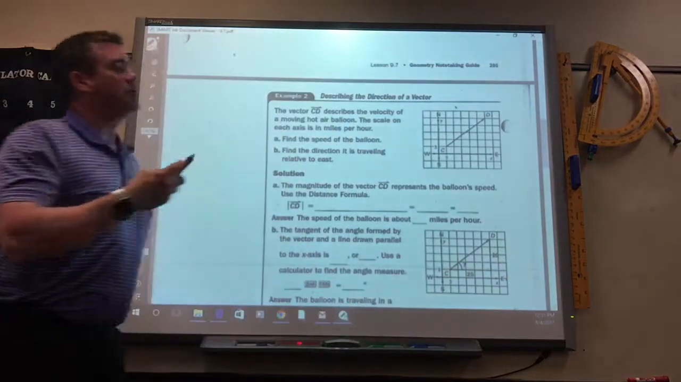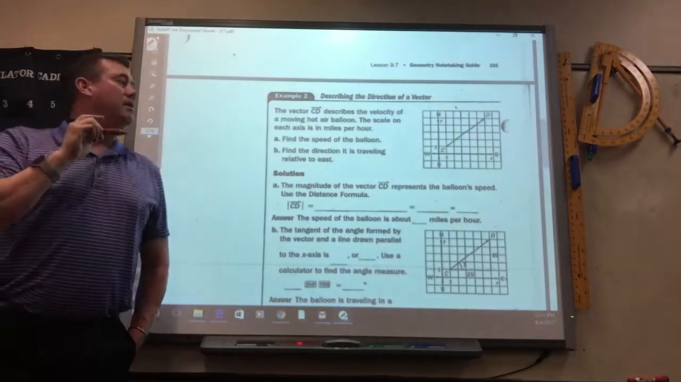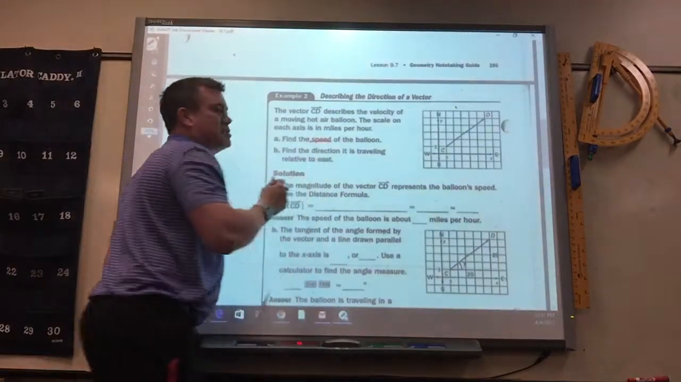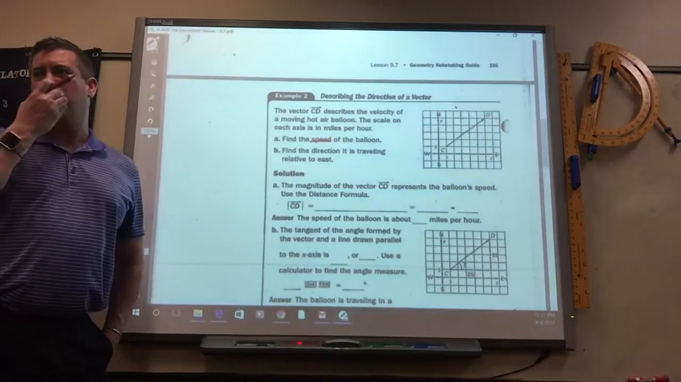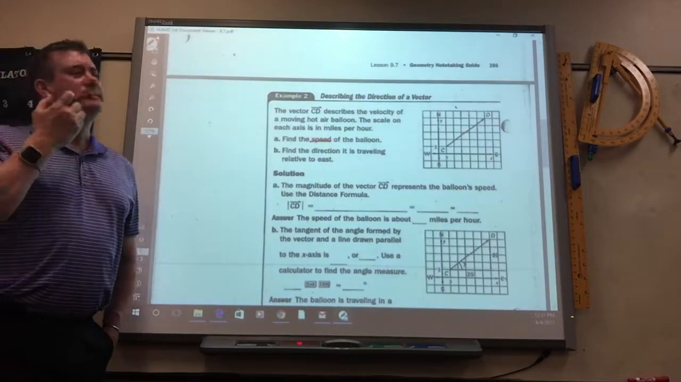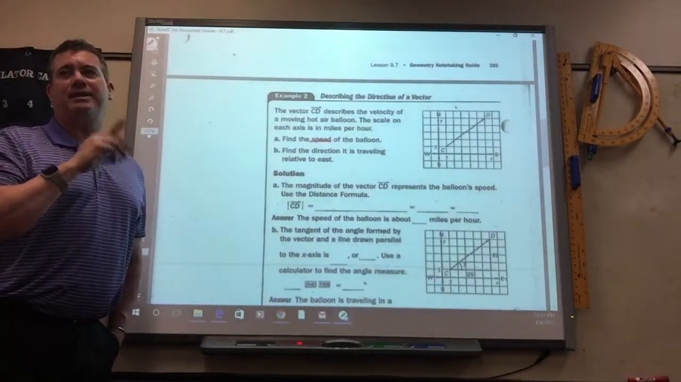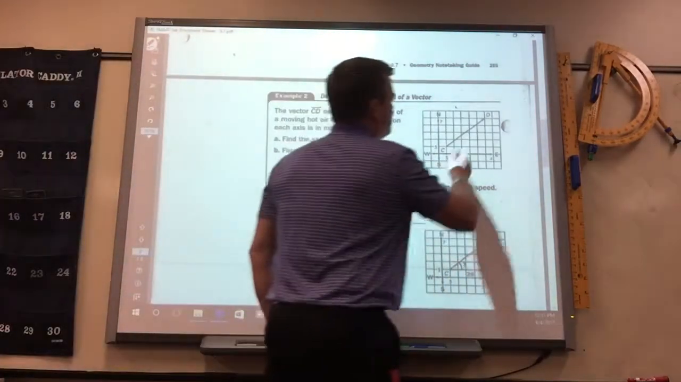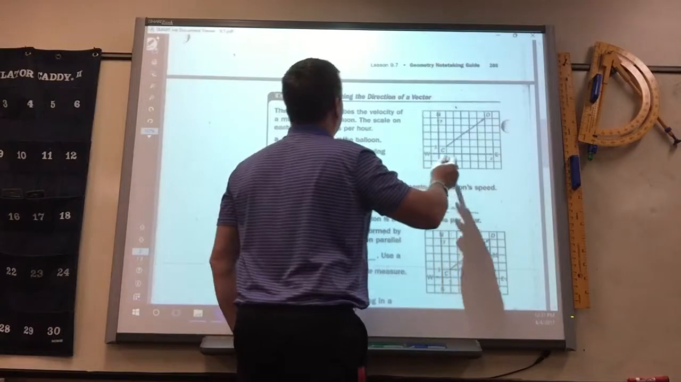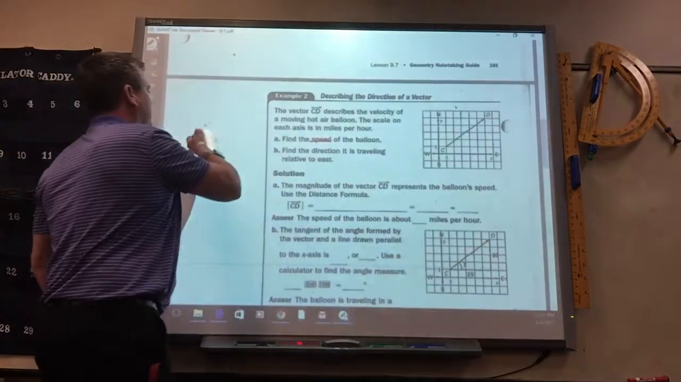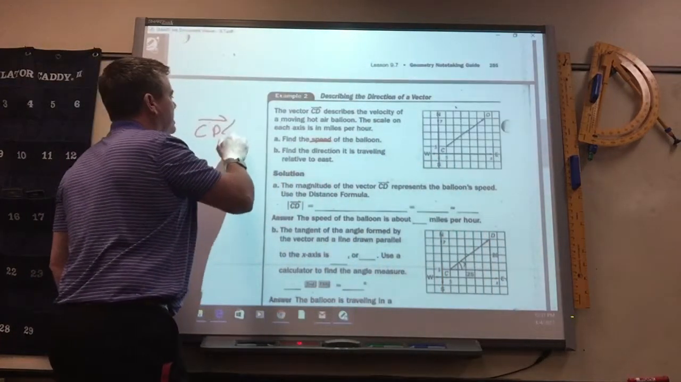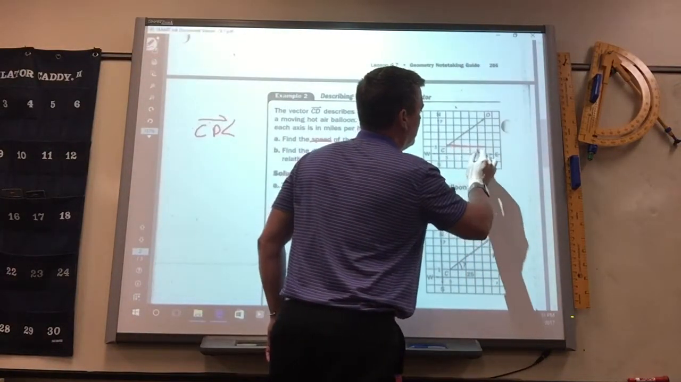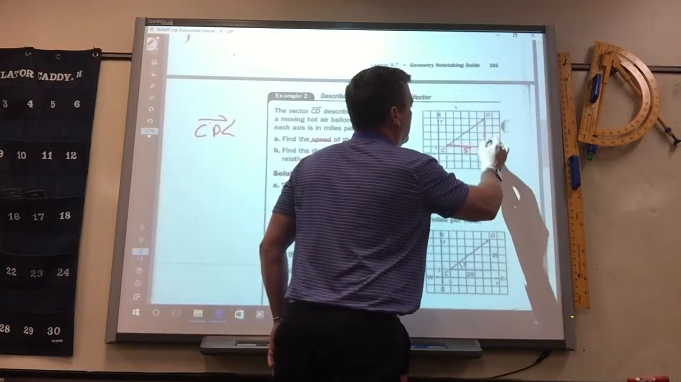So today we're doing vectors again, but instead of saying find the magnitude, it's going to say find the speed. Speed and magnitude are the same thing, and it's the same thing as finding the distance of a vector. So to find this vector right here, first, if we had to write the component form of it, vector CD is over 1, 2, 3, 4, 5 and up 4.